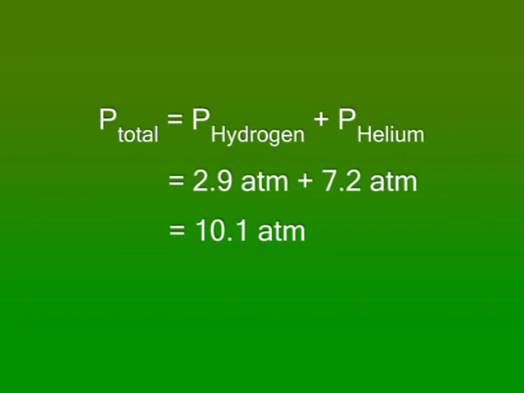Pressure of hydrogen plus pressure of helium, which is equal to 2.9 atmosphere plus 7.2 atmosphere, which is equal to 10.1 atmosphere.